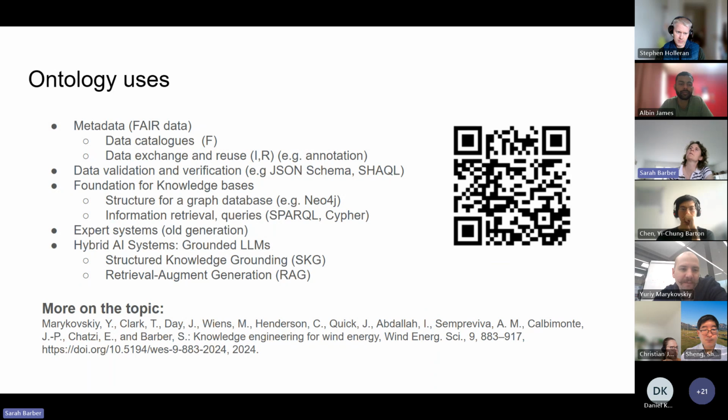So you can use ontologies for metadata if you want to make your data FAIR, which means findable, accessible, interoperable, and reusable. You can use them for validating and verifying data, and then you can use them as a foundation for knowledge bases or knowledge graphs, which is the topic of today. These can then be used for expert systems, which Georgia is going to talk about afterwards, and then for hybrid AI systems and grounded LLMs.